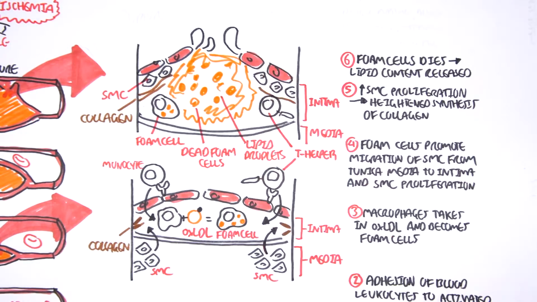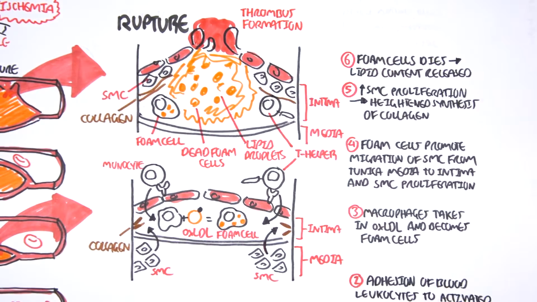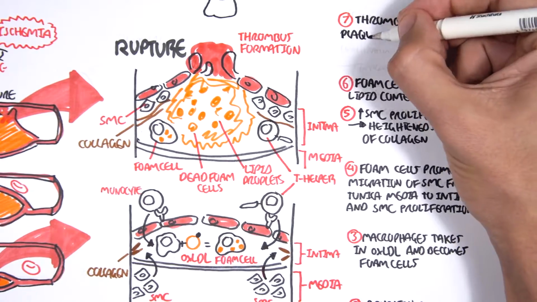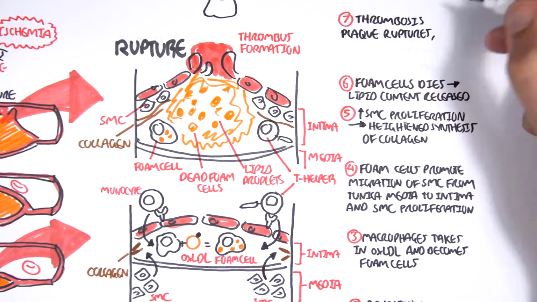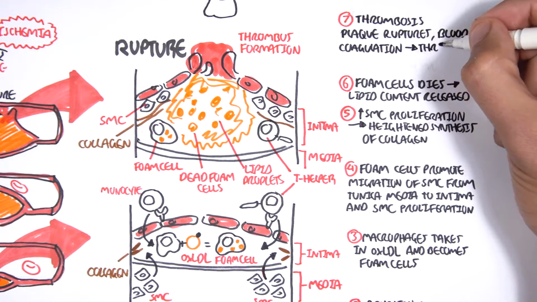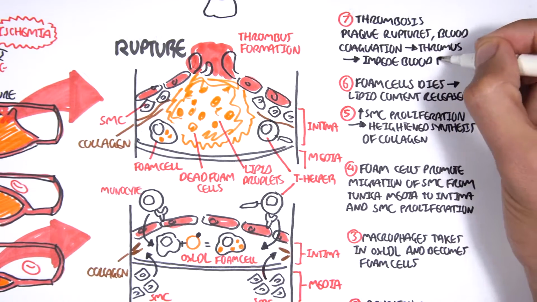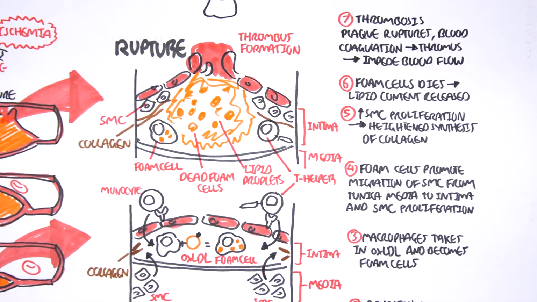Now, the plaque can then rupture, which can lead to thrombosis. Thrombosis is when the plaque ruptures and where coagulation happens to stop the plaque from spilling its content into the lumen. This forms a thrombus, a clot, which can impede blood flow and cause serious complications.